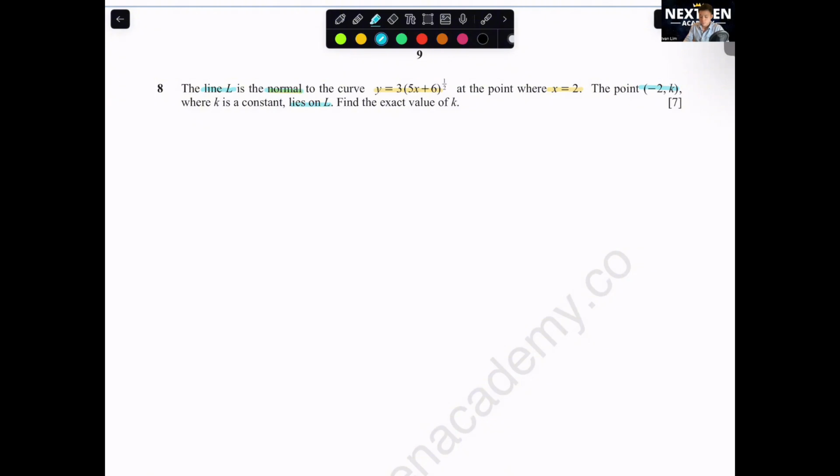The sentence looks funny, right? Okay, so what they are asking you to find is the normal to this curve at x equals 2. I've got some sort of line like this. Maybe I got one tangent here at x equals 2. I want to find the normal, which is this line. Then the point negative 2k lies on L, so maybe negative 2k is somewhere here. First thing we want to do is find the equation of the normal line. How to find the equation of the normal line? We need to find the equation of the tangent line first.